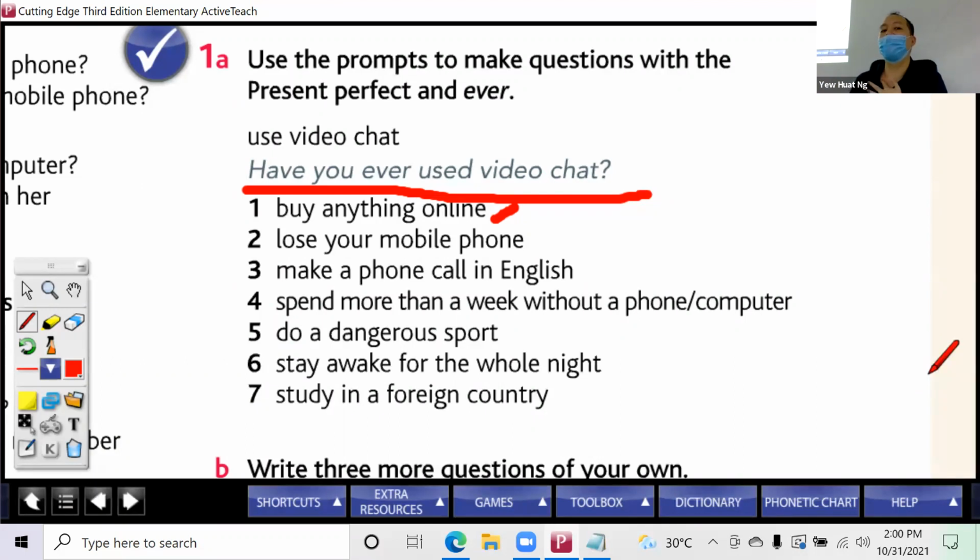So when I ask you, Jiahe, have you ever bought? Can I say, have you ever buy anything online? So again, if you say have you ever buy anything online, we understand you, but it's wrong. We need to say, have you ever bought anything online?